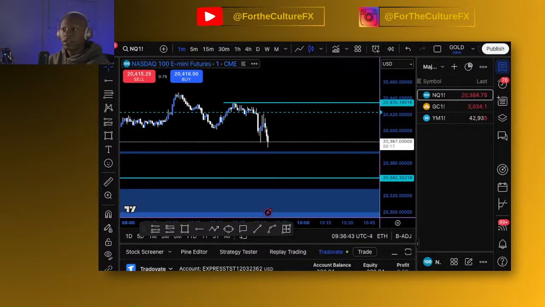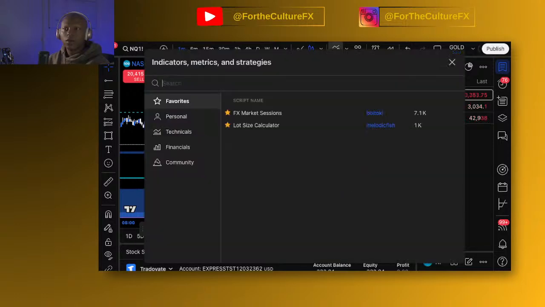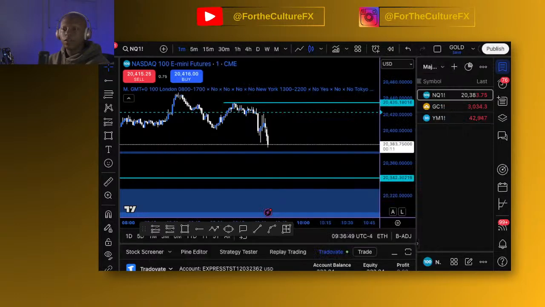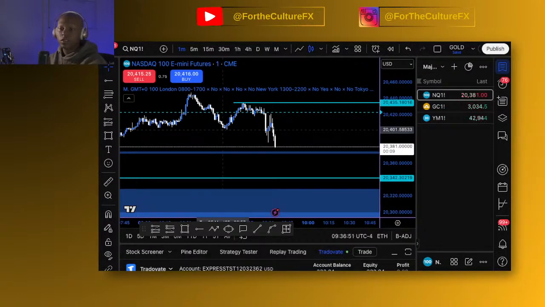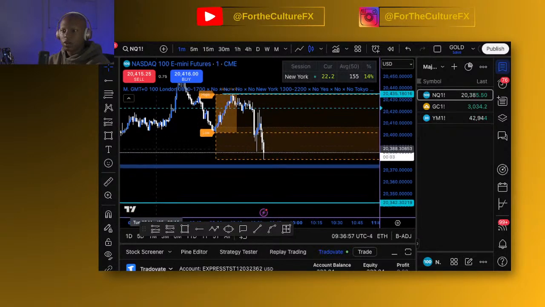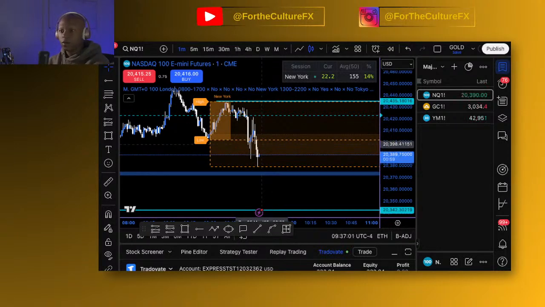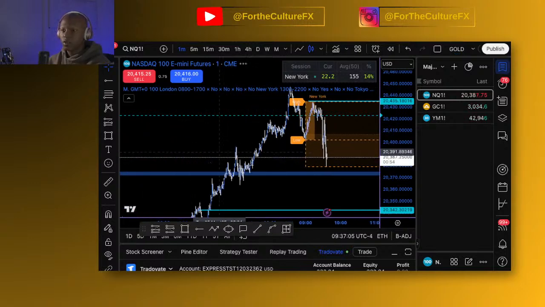You'll see if we open up one of my favorite indicators here, this FX market session. I don't use indicators generally, but you can see what the high and the low of our session was, right? So the opening range, this was the high, this was the low got swept first, right? So now what are we expecting? That price can continue pushing bullish throughout the day.